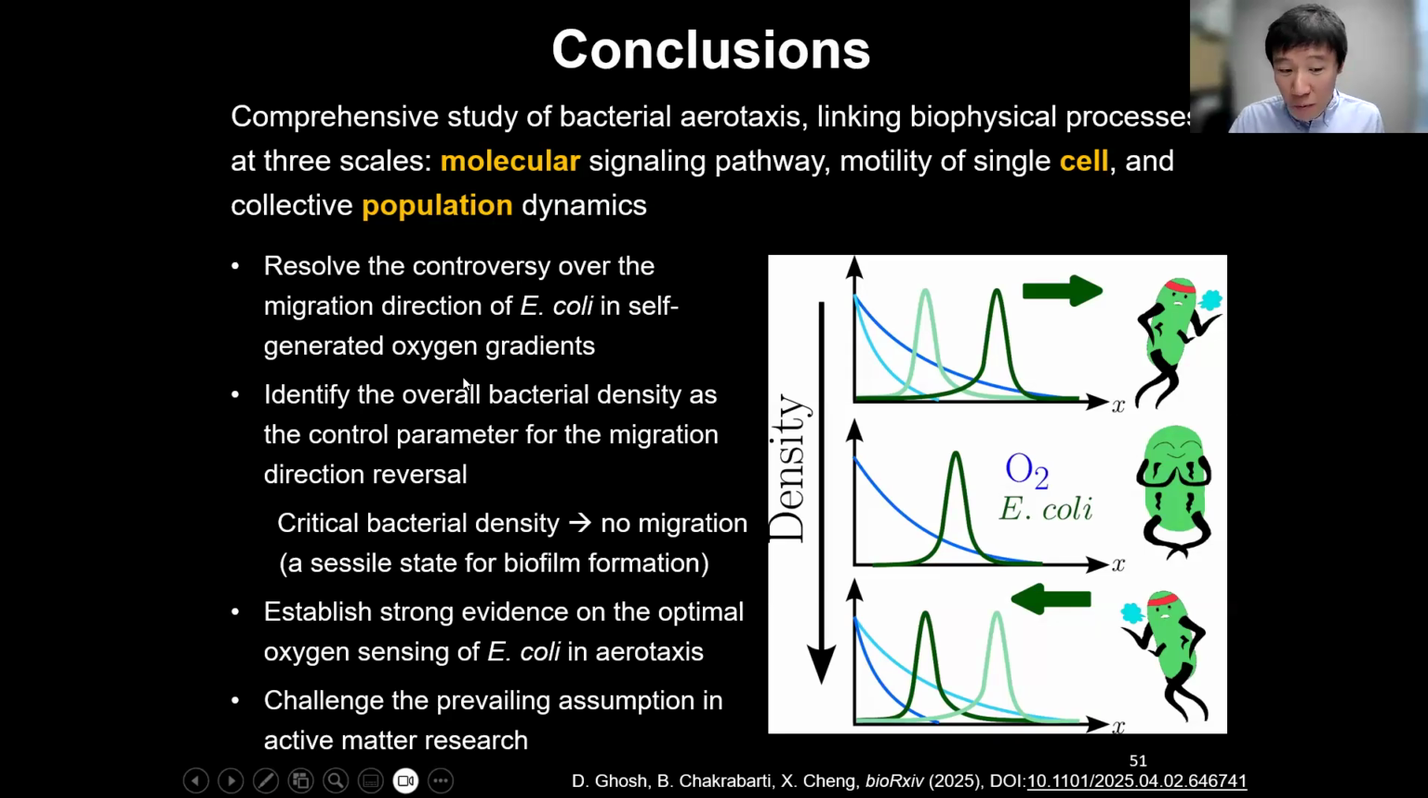This may be useful for bacteria to transform from a motile state into a sessile cell state that allows them to form biofilm. And we show some evidence of optimal sensing at the single bacterial level. And we think that this will open up some interesting ideas to use the optimal oxygen sensing assumption to study emergent behavior in active matter.